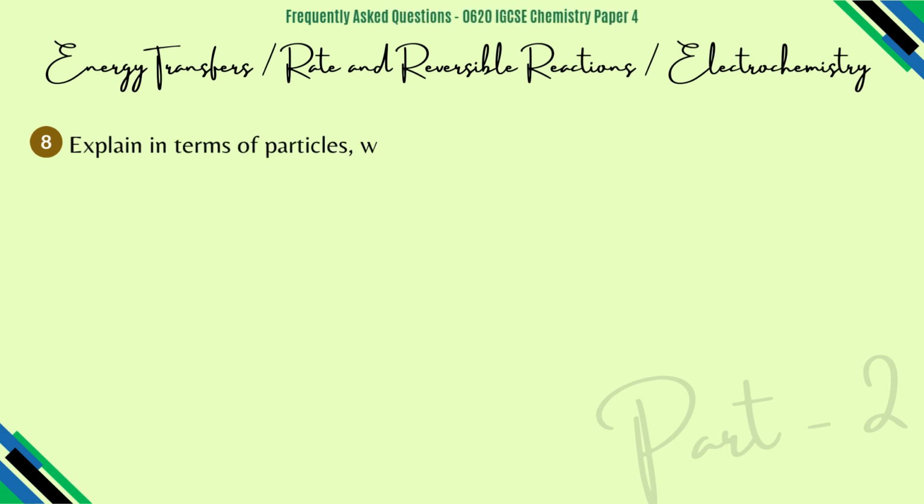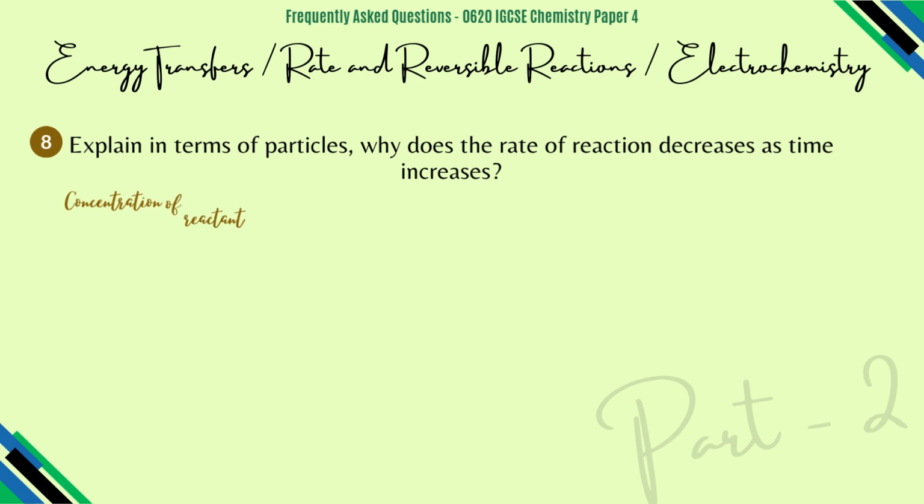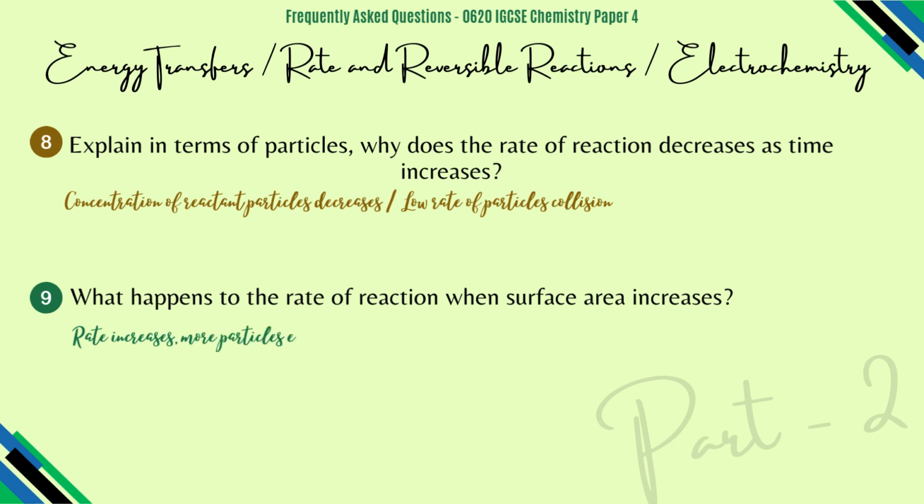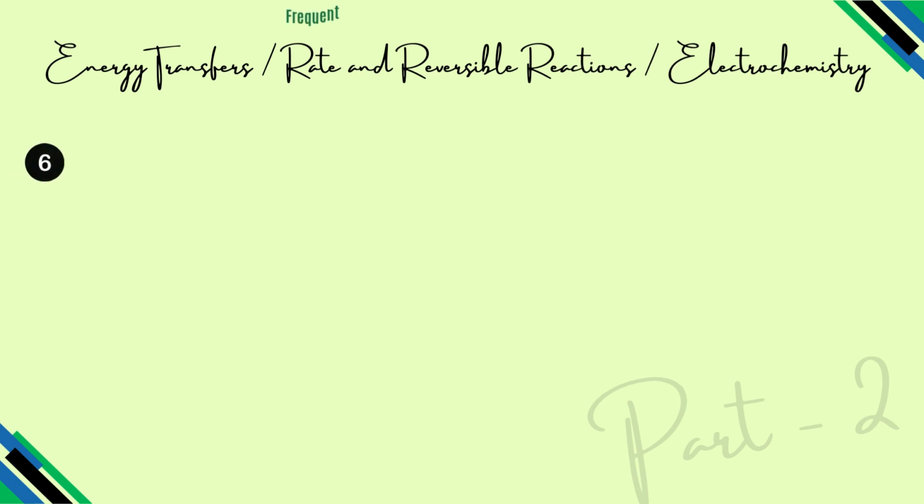Question number 8 is explain in terms of particles, or in terms of collision theory, why the rate of reaction decreases as the time increases. With the passage of time, the concentration of reactant particles decreases, and hence the rate of reaction will be slow because the particles collide less often. Question number 9 is what happens to the rate of reaction when surface area increases? When we increase the surface area, more particles will be exposed on the surface for the reaction. They will collide more often and the rate will increase.